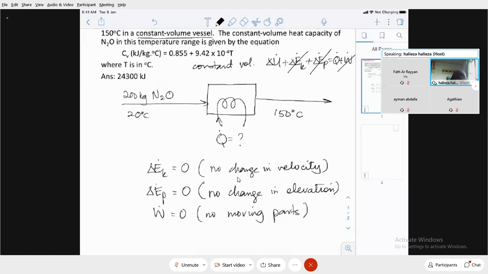Okay, now, in this question, if you look at the equation over here, you end up with delta U. You cancel off kinetic energy, potential energy, work. You end up with the change of heat is equal to the change in internal energy.